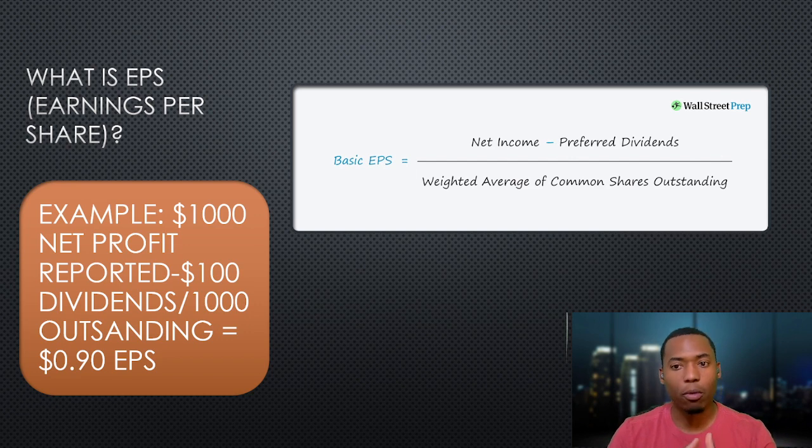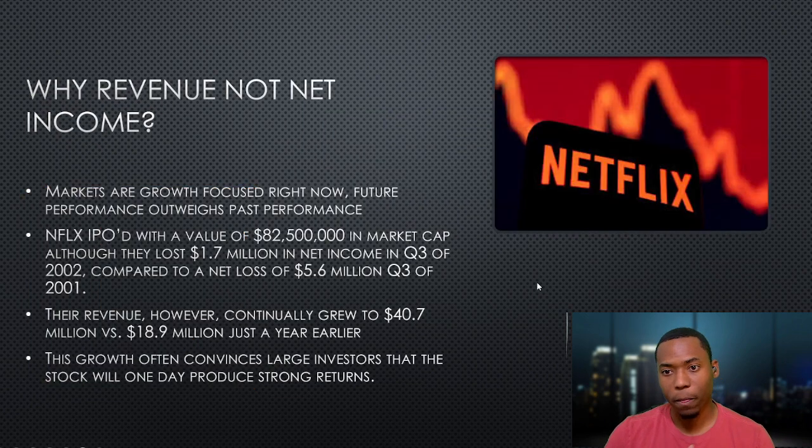So just to give you an example. If a company posts $1,000 in net profit and they pay $100 in dividends to all their investors in total, that would leave them with $900 left. If they had 1,000 shares outstanding, you would take that 900, divide it by 1,000, and then you get 90 cents EPS. Pretty standard for a lot of different tech companies. I'll show you guys some more examples later in this presentation.